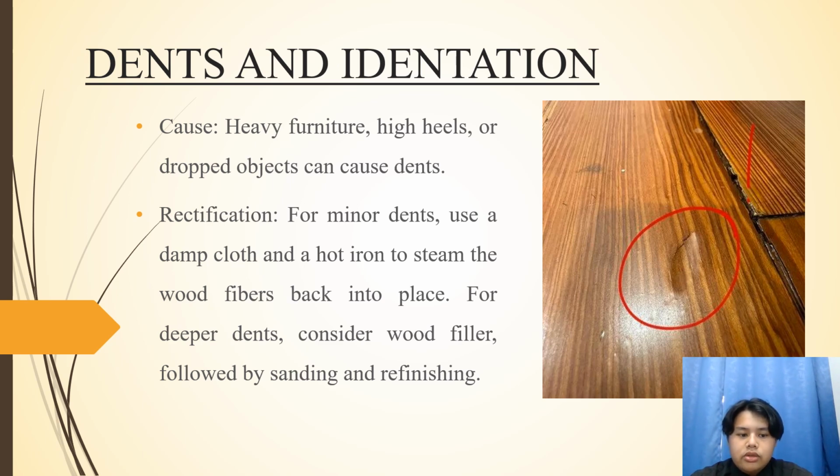For minor dents, we can use a damp cloth and a hot iron to steam the wood fiber back into place. We use the damp cloth and hot iron to steam the floor, and then it will come back into place. For deeper dents, we consider wood filler followed by sanding and refinishing. If the damp cloth and hot iron don't help, we can consider it a deeper dent, and we can use wood filler followed by sanding and refinishing.